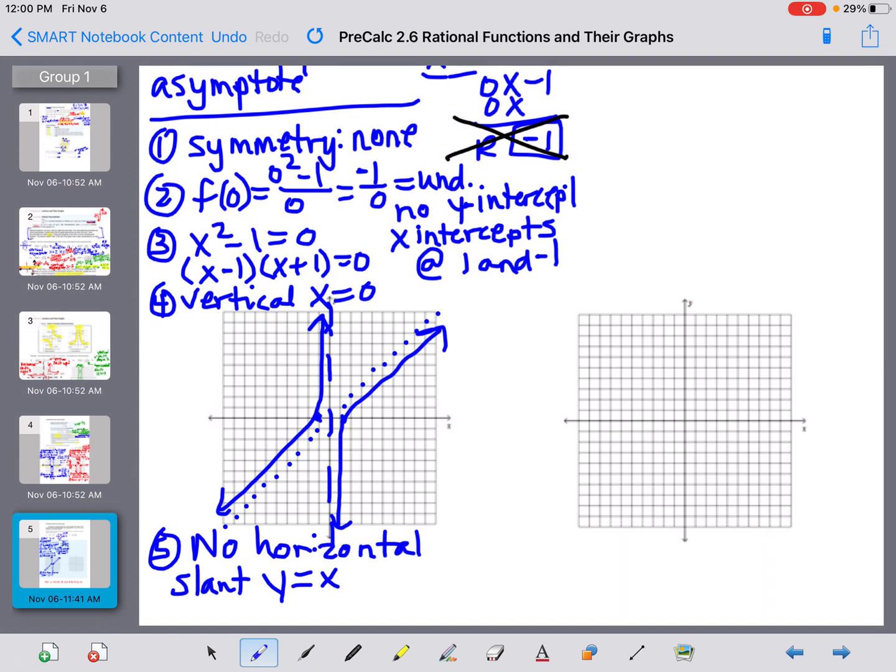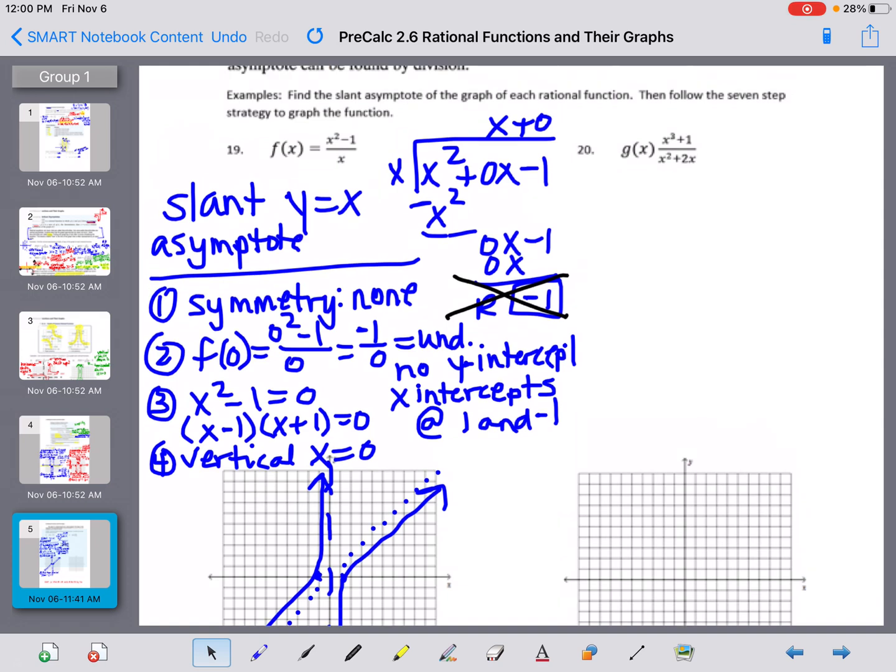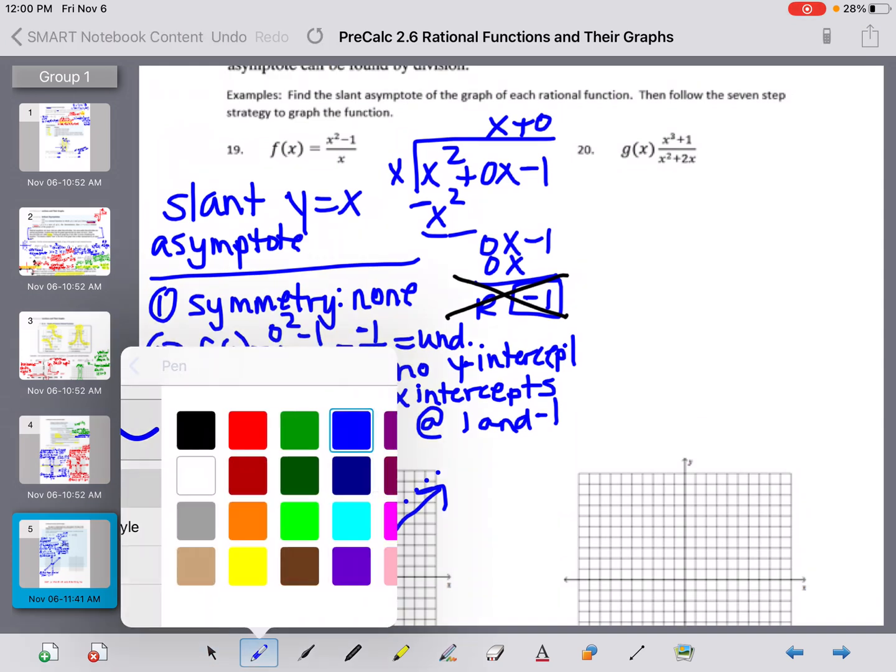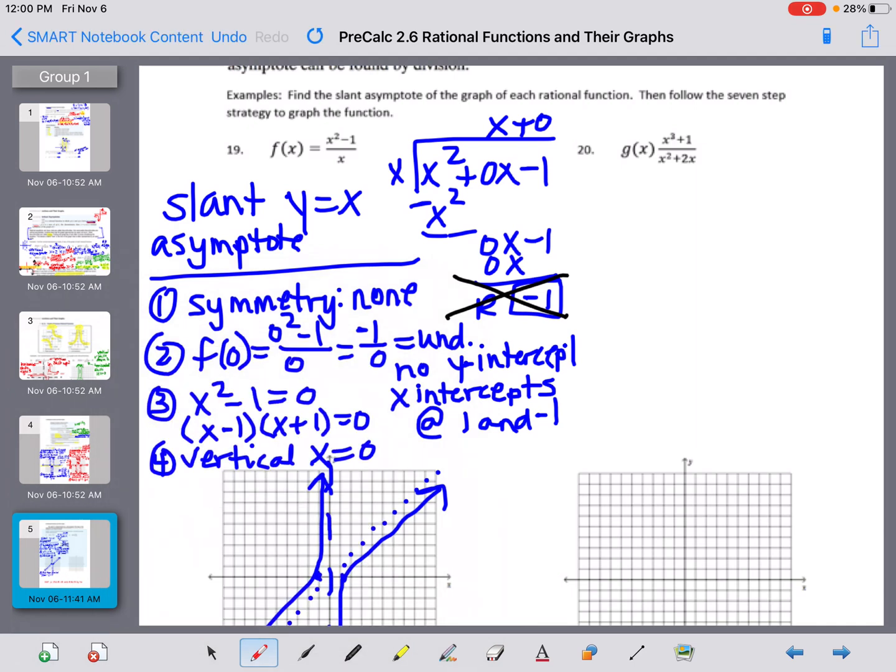All right, let's see if we can get through the last example before something goes wrong again. And it might have been my mistake, I don't know. All right, let me change colors. All right, last one here.